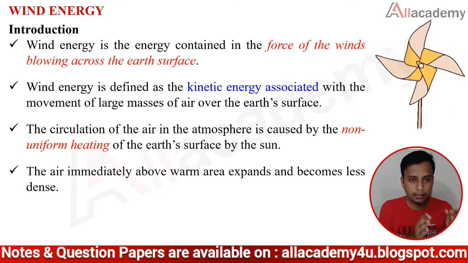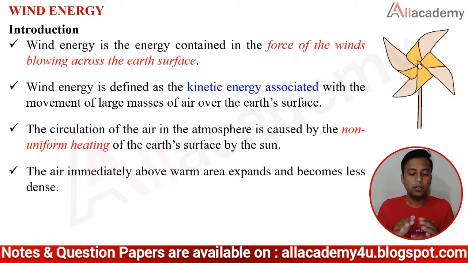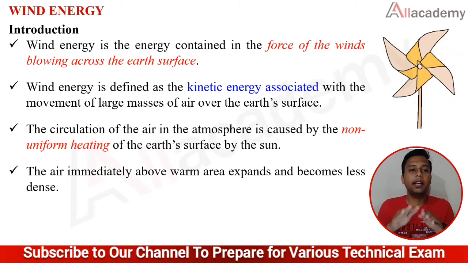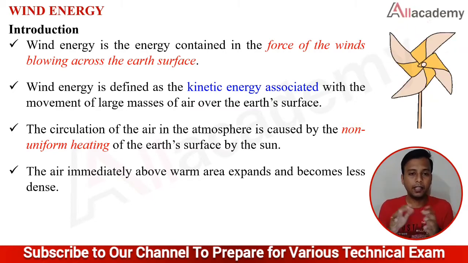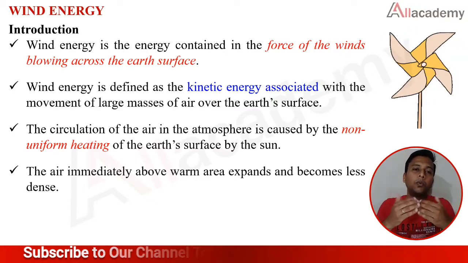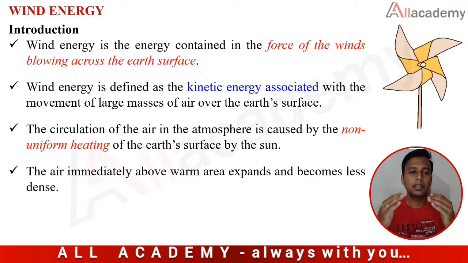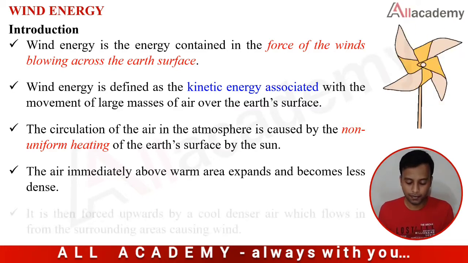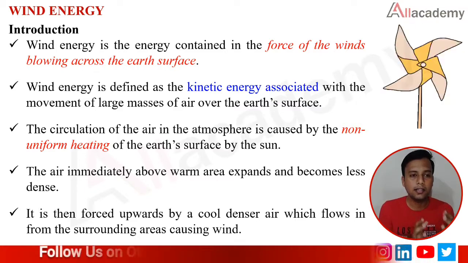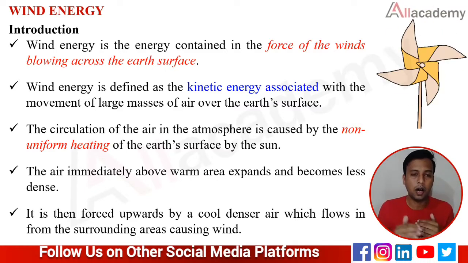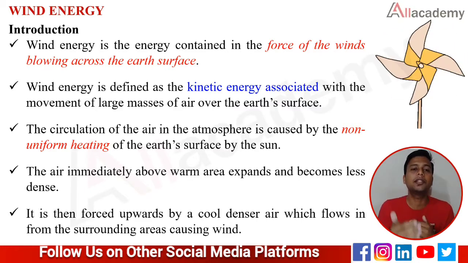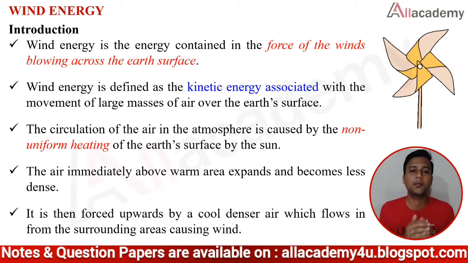When the air immediately above the surface warms, it expands. As a result, the air at the top layer becomes less dense, and this less dense air is pushed upwards. The air which has a higher density pushes this less dense air upwards, and that causes the recirculation.